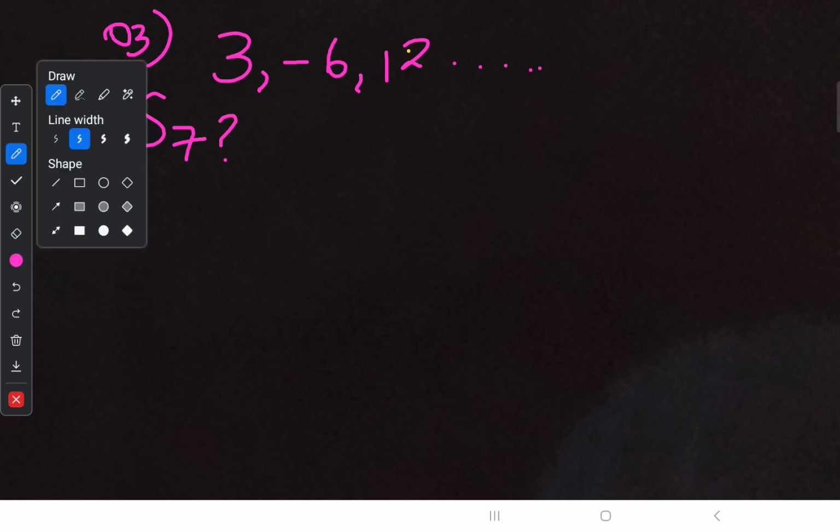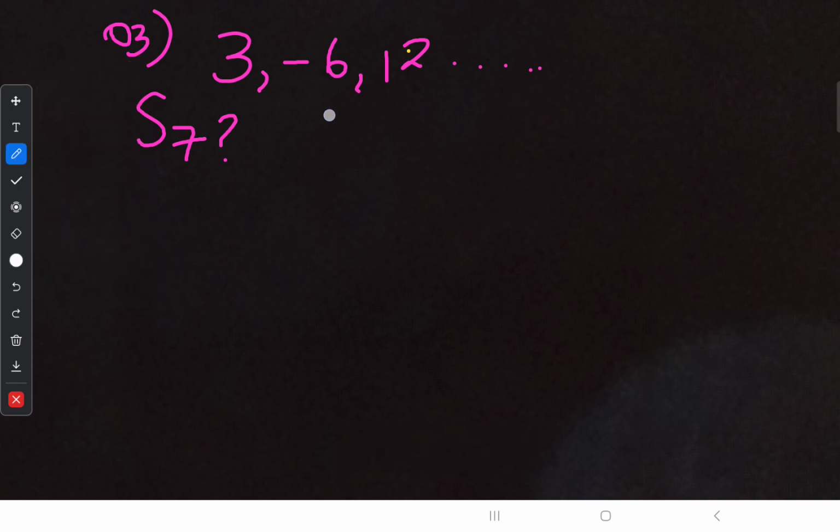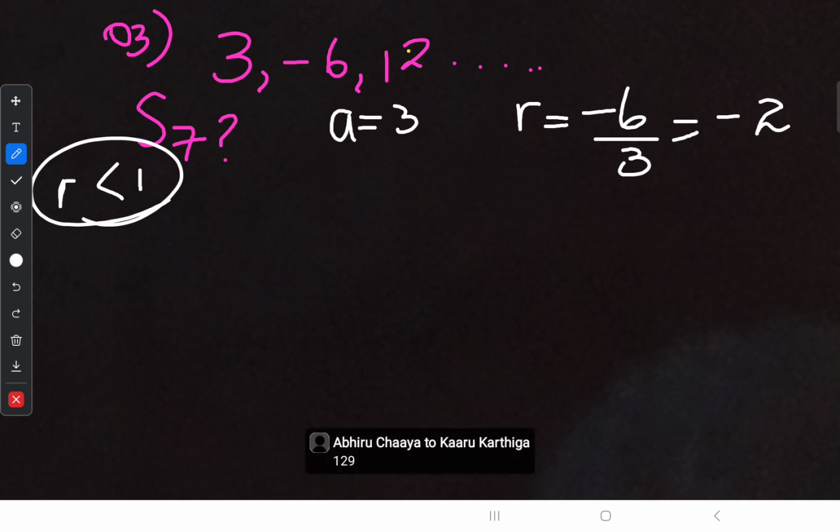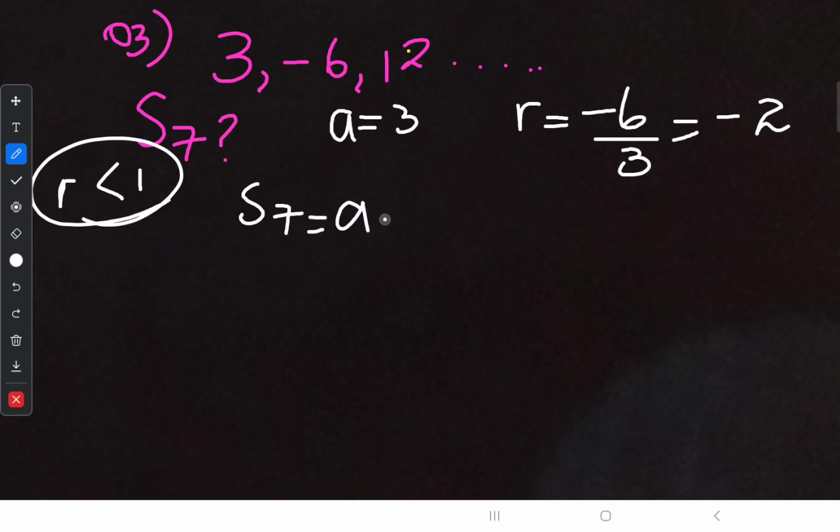This question is 7. We have to find the sum of 7 terms. A equals 3 and r equals negative 6 divided by 3, that is negative 2. So, for S7, here our r is less than 1, so the formula which we have to use is S7 equals a into 1 minus r to the power of n upon 1 minus r.